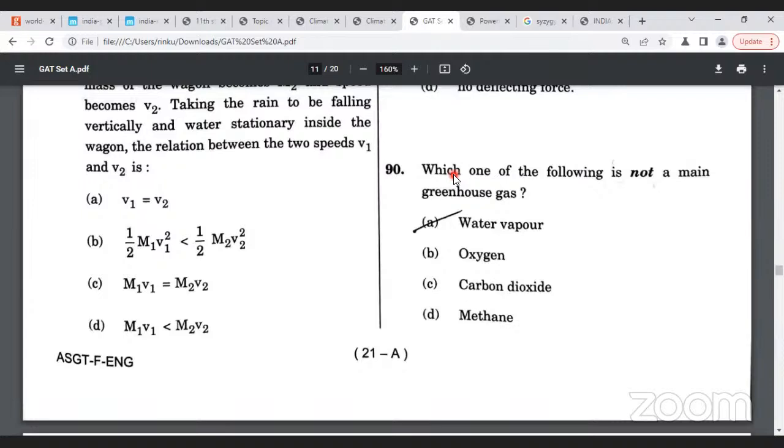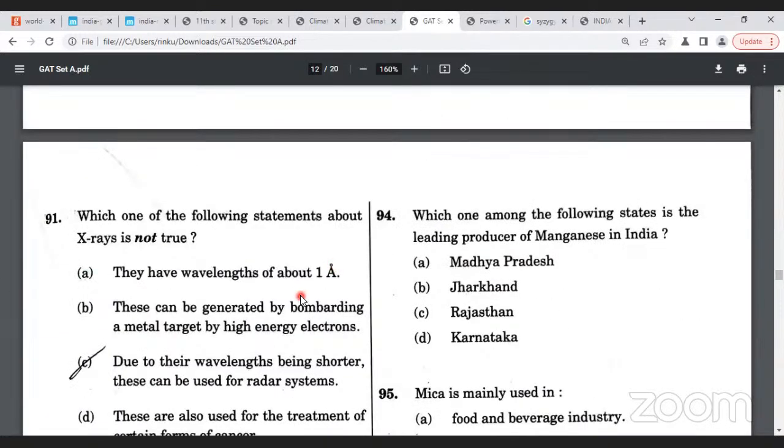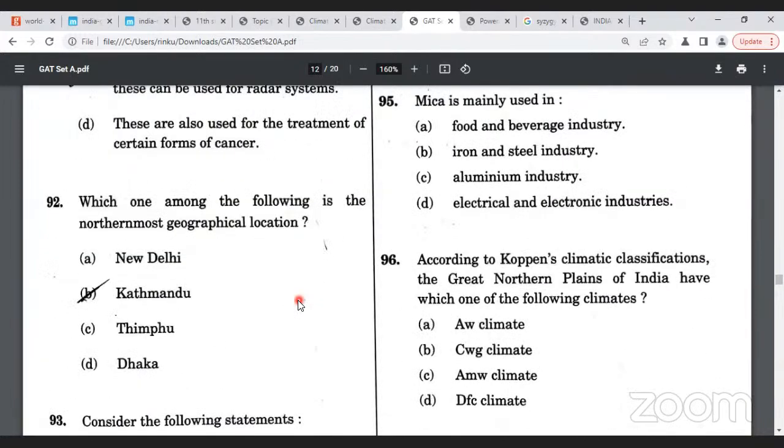Water vapor, carbon dioxide, and methane all tend to behave in this fashion. Oxygen is a life gas. It is the gas we live on, but not a greenhouse gas. Which brings us to, we are discussing X-rays. So we'll go to 92.